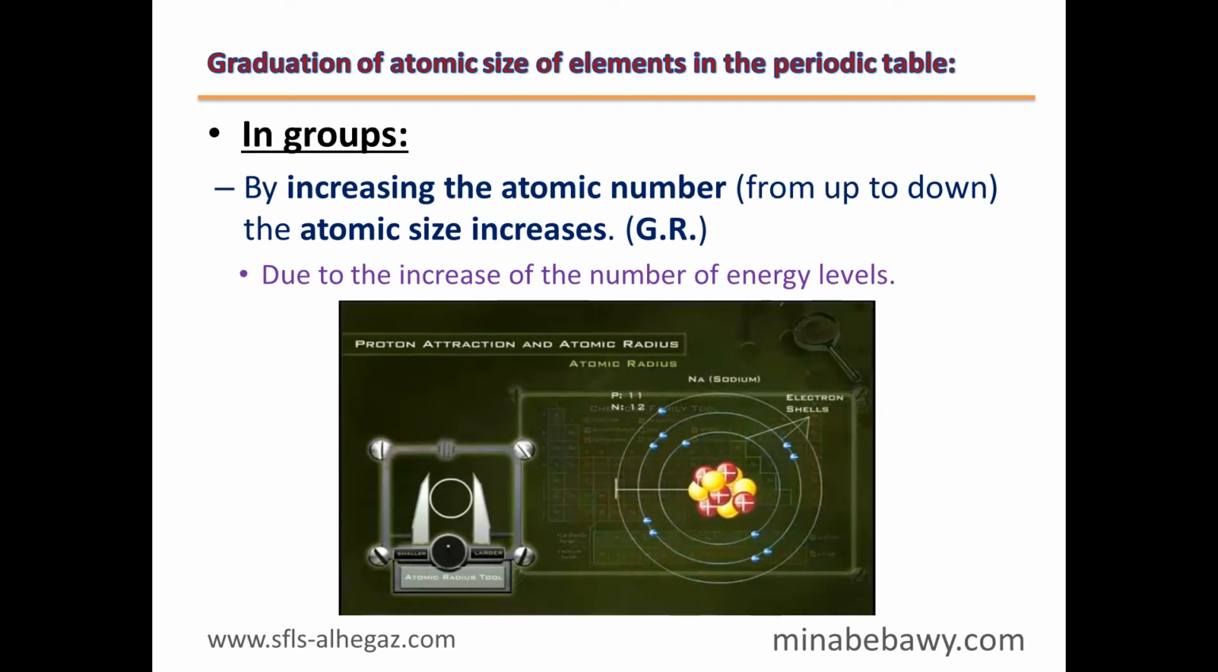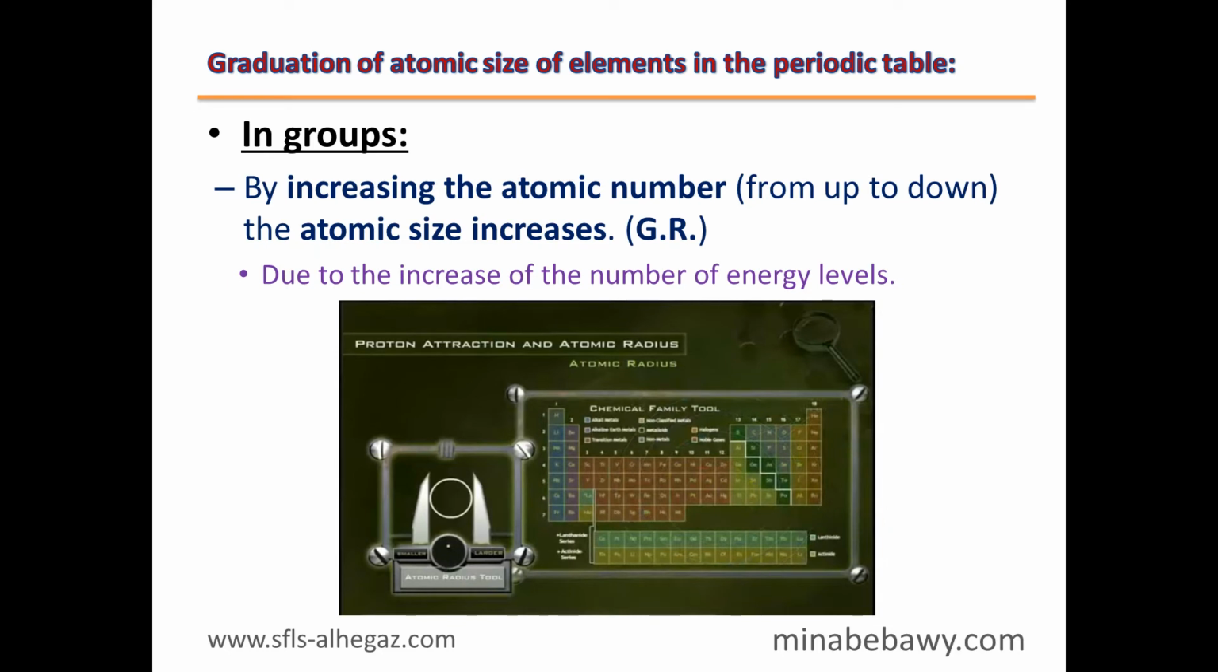As you can see, if we take the sodium atom as an example, the sodium atom contains 3 energy levels. The element that is under it in the modern periodic table is potassium, which contains 4 energy levels. So as the atomic number increases in groups, the number of energy levels increases, and thus the atomic size of the atom increases.